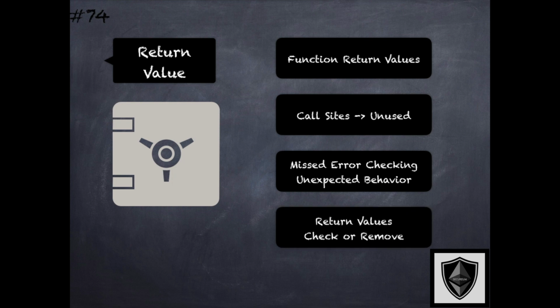So the best practice here is to see if a function needs to return values, and if functions are returning values, then all their call sites should be checking those return values and using them in appropriate ways. And if any of those call sites are not using the return values and it does not affect the security, then the developers or the auditors need to evaluate if the functions need to return any value at all and remove the values from being returned from those functions.